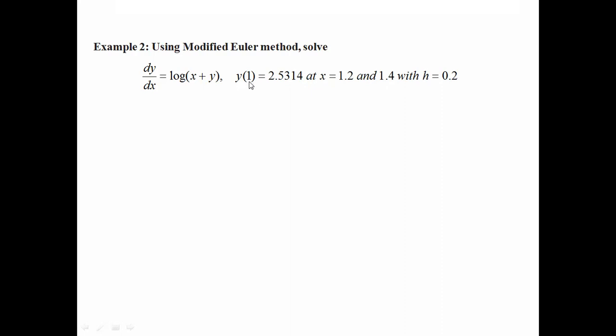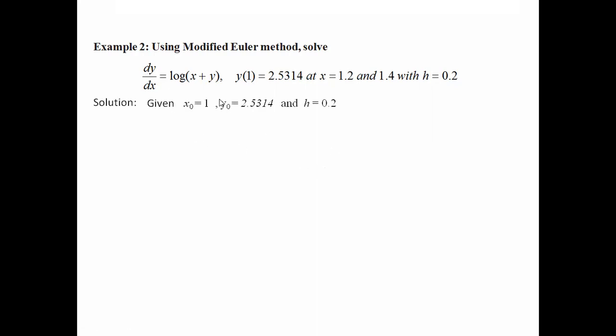x0 is here 1 and y0 is this one. So what is x1? x1 is x0 plus this h. So x0 is here 1 plus 0.2. That is 1.2. That is x1. But we need the solution at 1.4. That is taken as x2. x2 is equal to, again, 1.2 plus 0.2. That is 1.4. So at x1 and x2, we have to find the value of y, calling them y1 and y2.